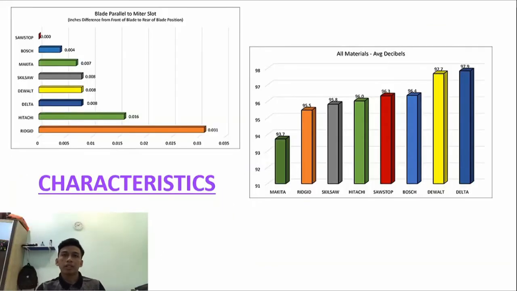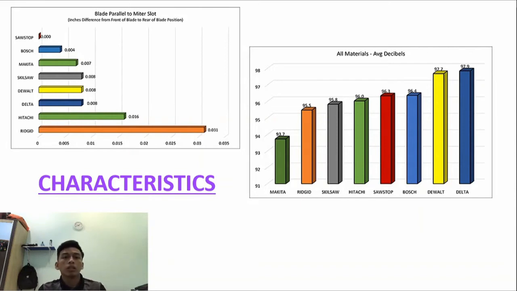Assalamualaikum, my name is Nik Muhammad Iqmal Daniel bin Ismail, F1097. I present the table saw machine characteristic. The graph shows the difference in inches. SawStop is lower in inches. Makita and Skil show lower, and Delta is the same inches. Bindit is higher in inches. The second graph is all material. Makita is low in inches. Delta is higher in inches.